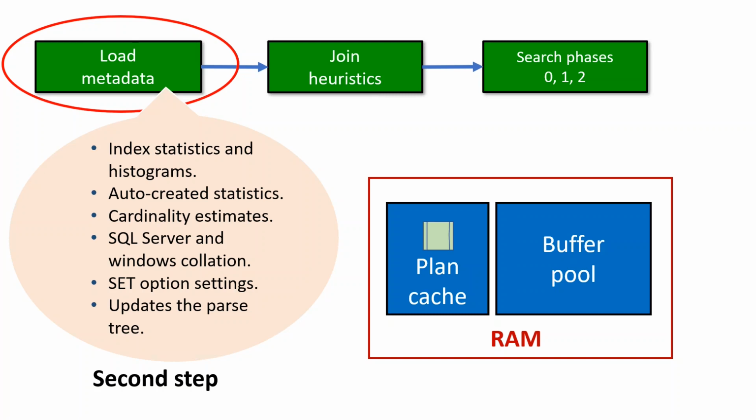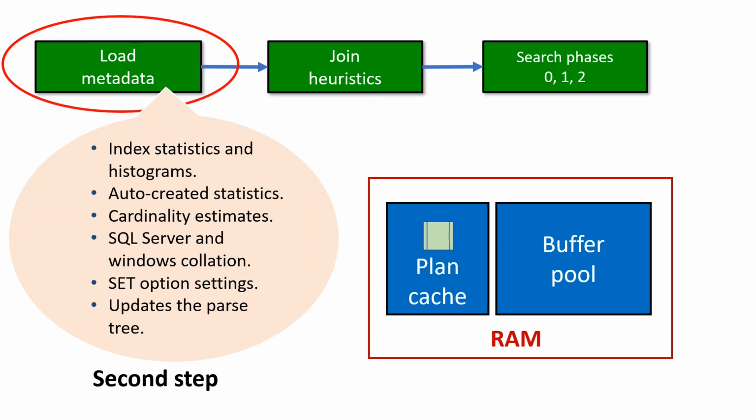Like if your auto create statistics option is turned on at your database level, which by default it is, then the optimizer will go ahead and create statistics on the column which we are frequently using for searches. Like for example, if you are sending a select statement where you are searching on a column very frequently, and that particular column doesn't have any index on it, even then SQL Server will go ahead and create auto created statistics on that particular column. And SQL Server collation and Windows collation are checked here.